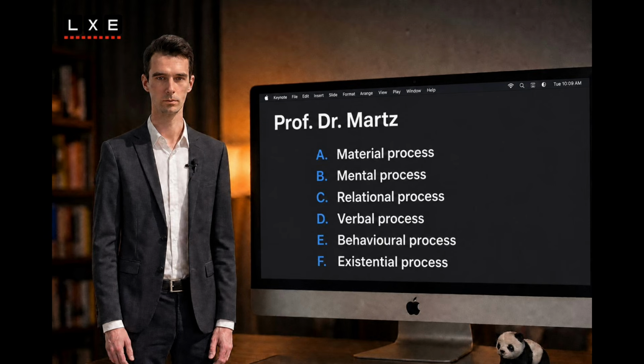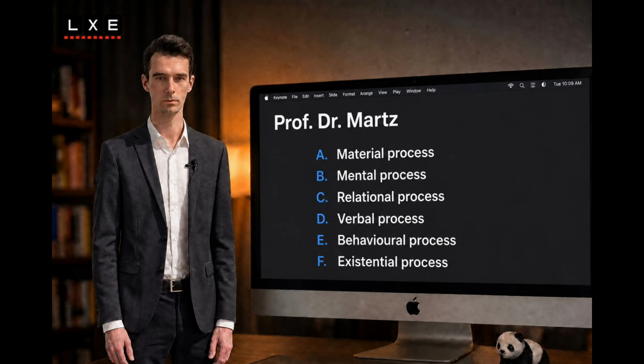Now, traditionally, we distinguish 6 main process types with a few intermediate ones. Some models stretch this to 7 or 8, depending on how finely you slice the system. We will stay with the core ones, but I will indicate where things begin to blur. Let us start with the most concrete.